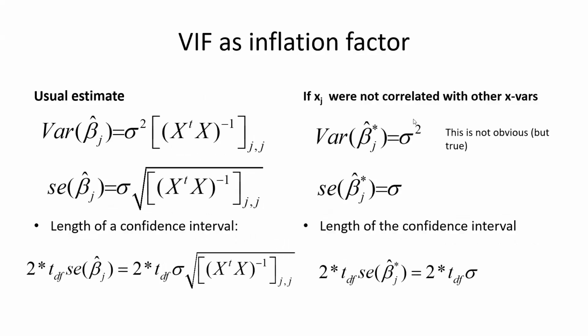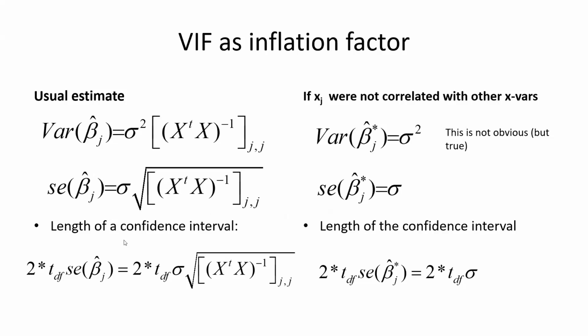So usually our variance of beta j is this formula. In the decorrelated model, the second term here is 1. So I just have sigma squared. If you had to guess what the minimal variance was, you might guess this, but it's still not completely obvious. So taking the square root here to get the standard error of the estimator of beta j, you just get a sigma here. You get this additional factor.